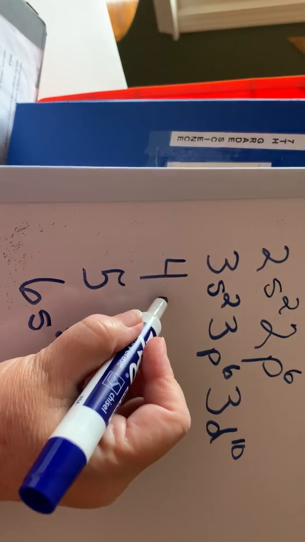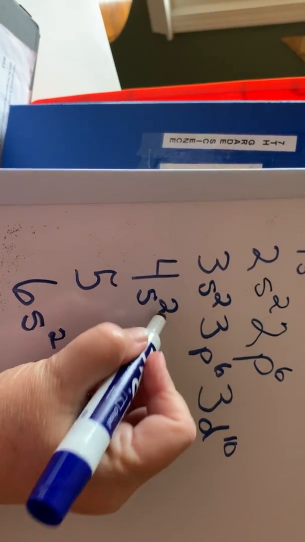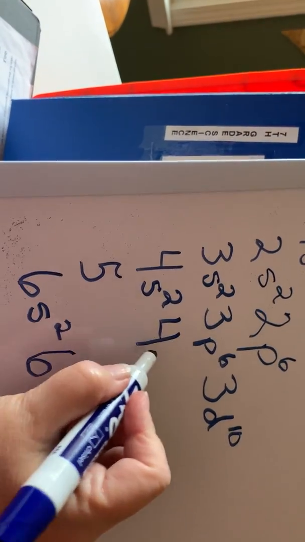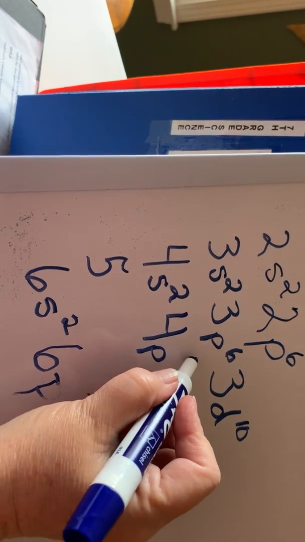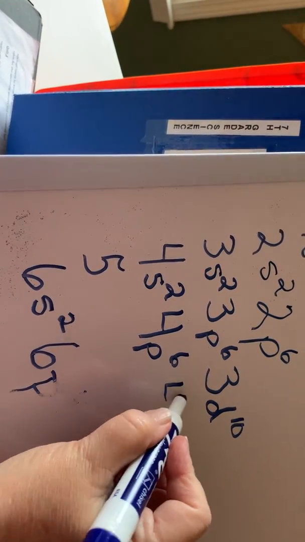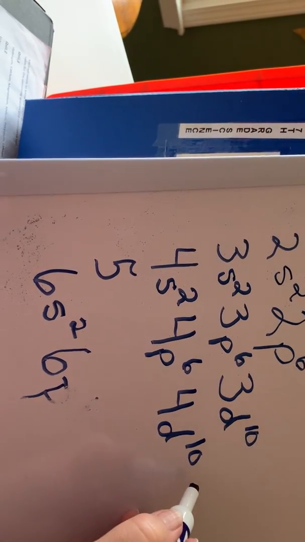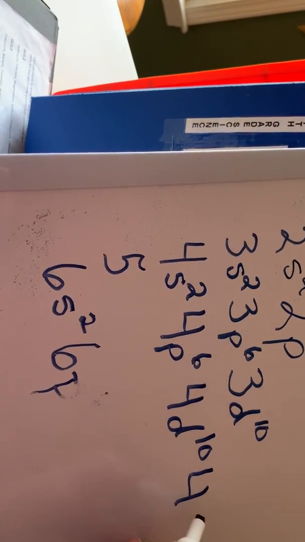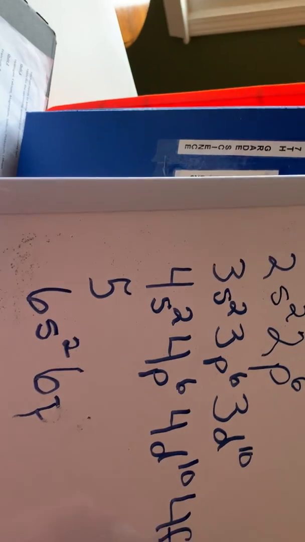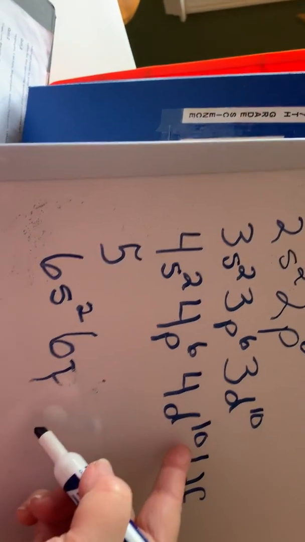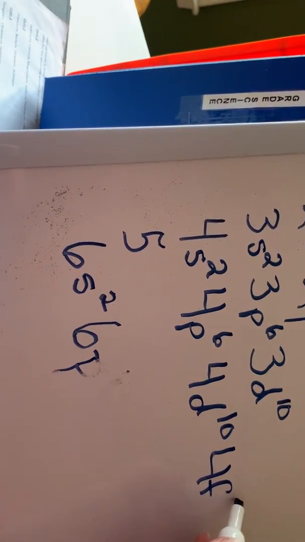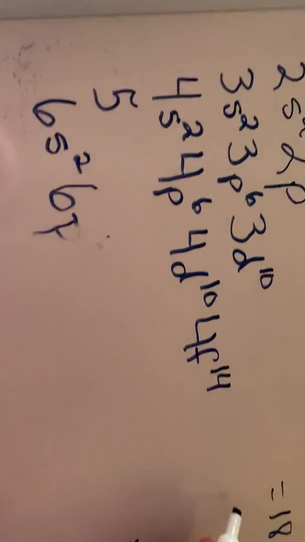Level 4 is going to have 4s2, 4p6, 4d10. Oh, I gotta go up another one. 4f, 2, 6, 10. What came after? 14. Good. We come over here.